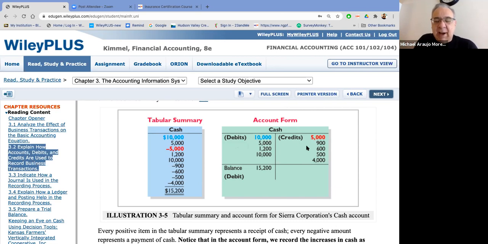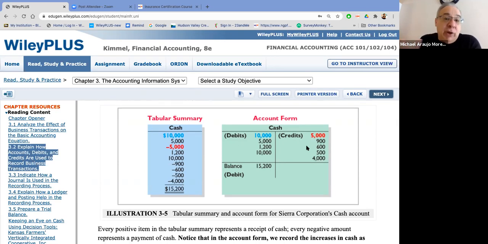This does take a little bit of study. This is the language of business, and you're learning a new language here in accounting. Debit and credit is part of the language that we use, and we'll be using it forever. So this is the time that you need to really focus on this.